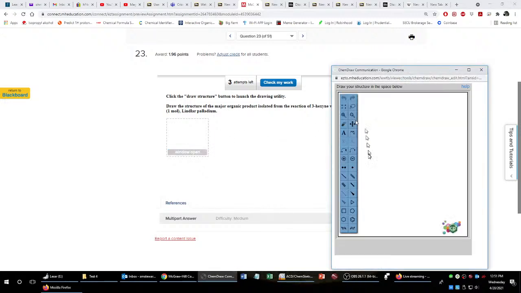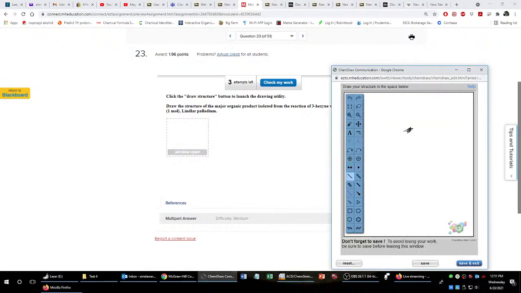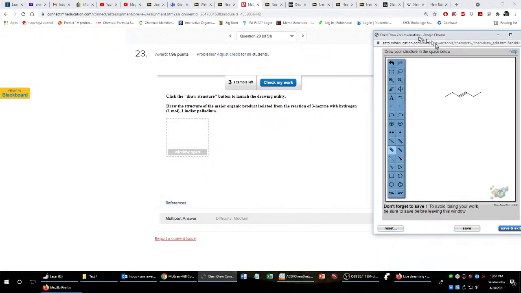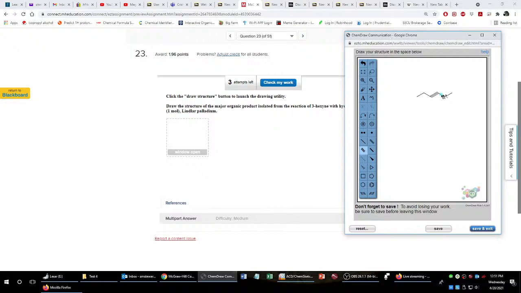So we start with 3-hexyne. 1, 2, 3, 4. And do the triple bond. So actually, these are pretty straightforward. If we have 1 mole of hydrogen, we're only going to do a single hydrogenation, and you'd be left with a double bond.